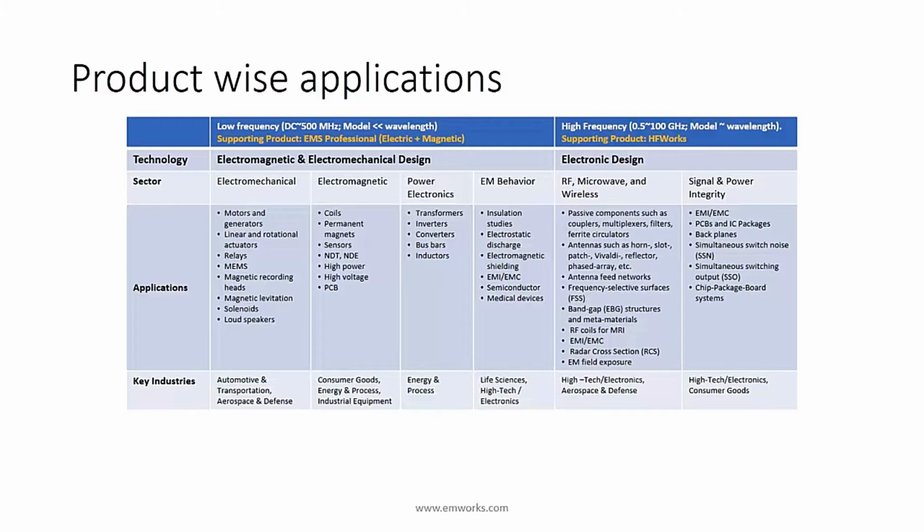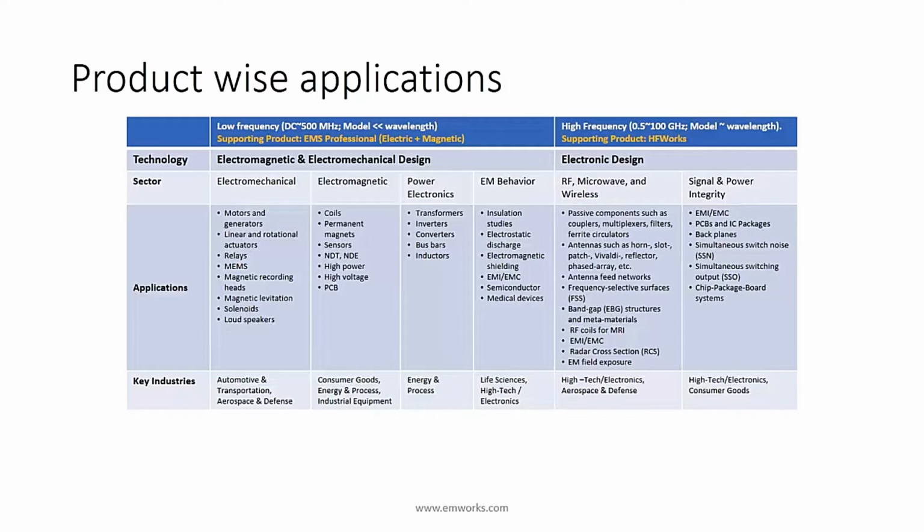Then you can get to some electromagnetic applications where you use coils, you can use permanent magnets, and a combination of both can be used to design sensors and probes for NDT applications and so on. In the space of power electronics, EMS can be used to design and understand the behavior of transformers, inverters, bus bars, inductors, etc.